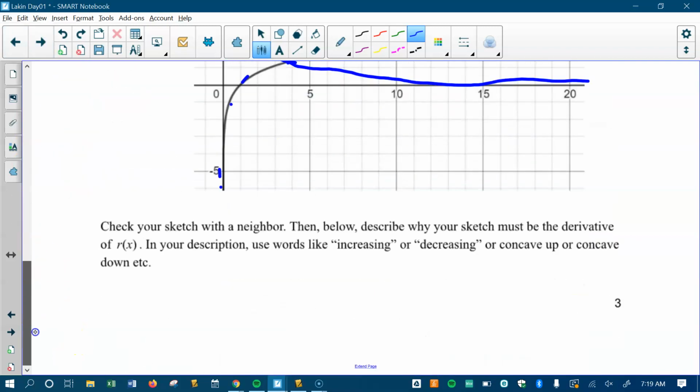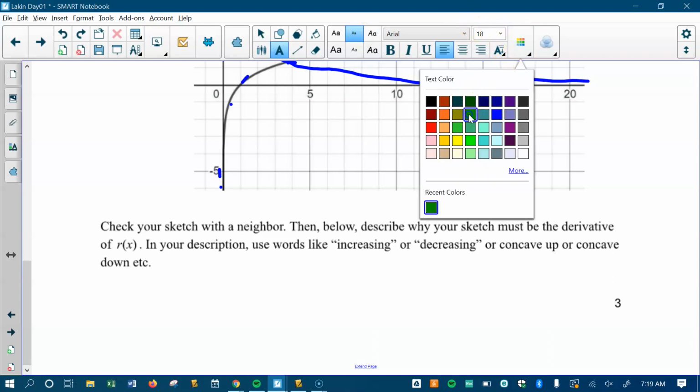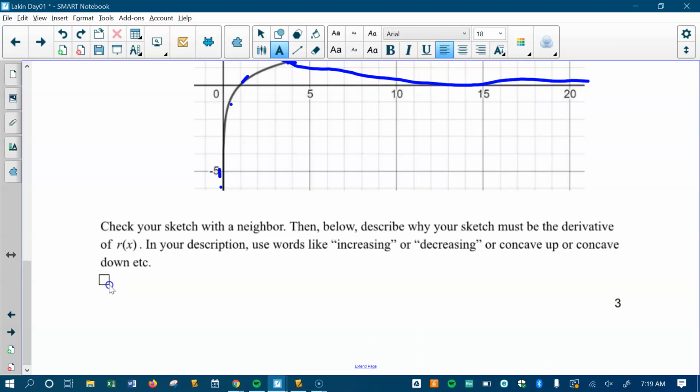Let's see what's at the bottom of this page. Now check with your neighbor, then below describe why your sketch must be the derivative. So again, please pause the video before I give you an answer. Pause the video, check with the neighbor and see if your sketch looks accurate. Please also see if you can describe why your sketch is the derivative of r of x.